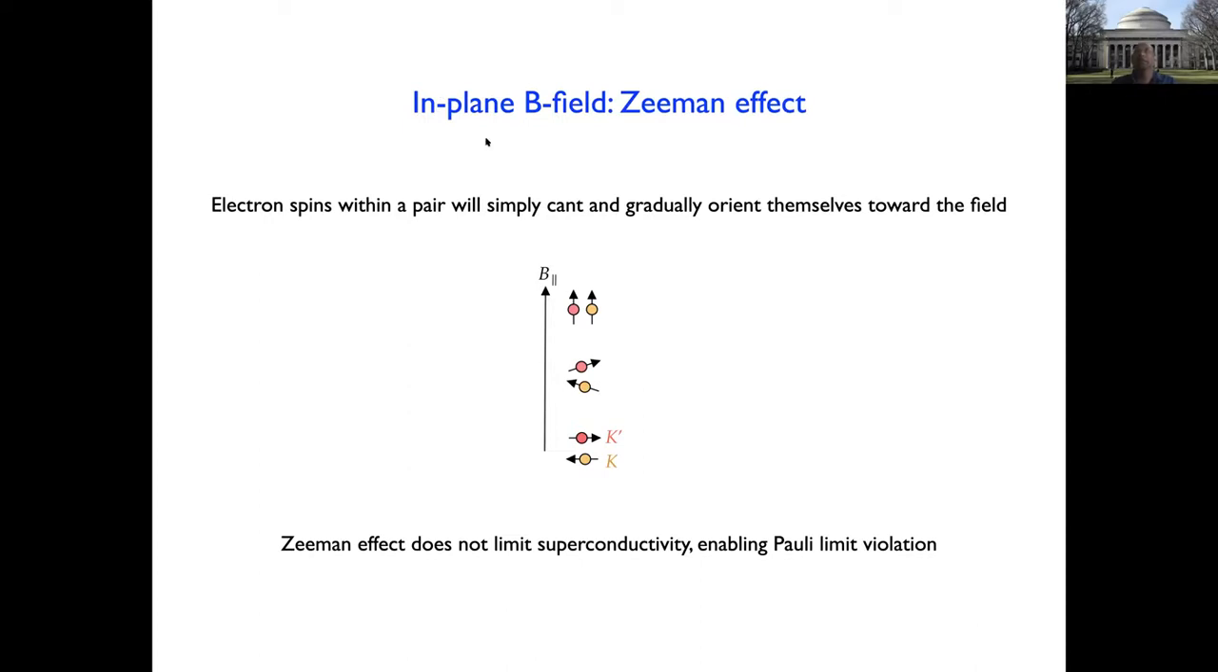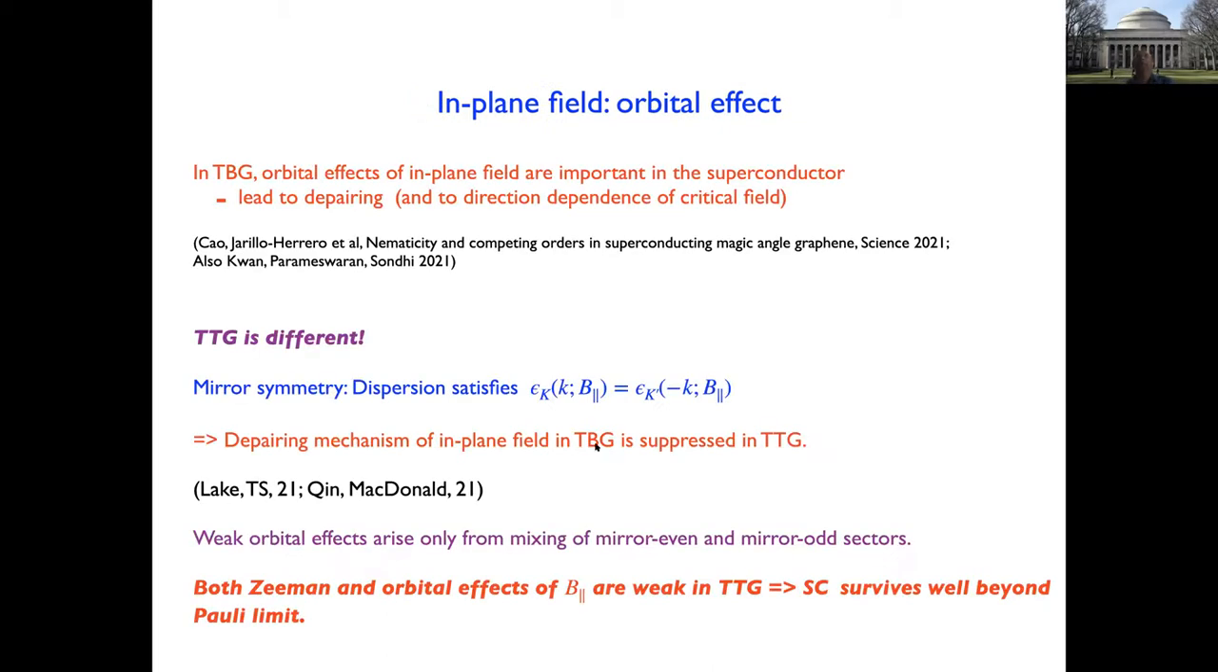So let's discuss the effect of the in-plane field. Due to the Zeeman effect, the only thing that will happen is that the electron spins within a pair will gradually cant to get some net magnetization along the field. So this doesn't lead to any limitation of the superconductivity. You gain Zeeman energy by the pairs adjusting their spin. So this enables a Pauli limit violation. It escapes the Pauli limit.